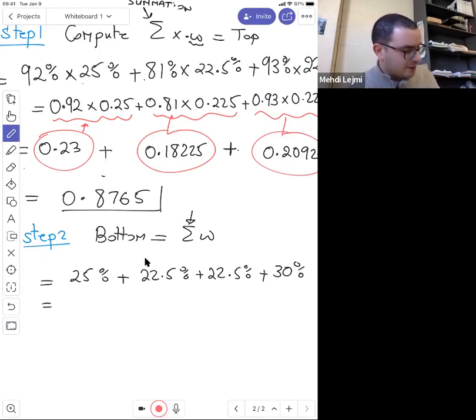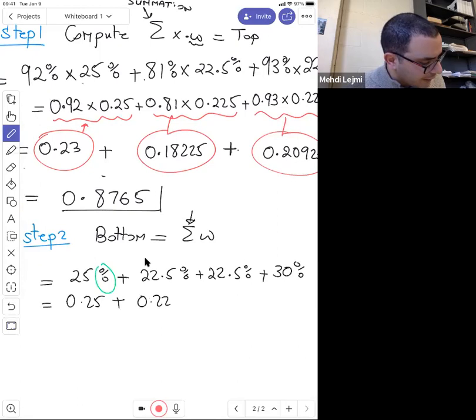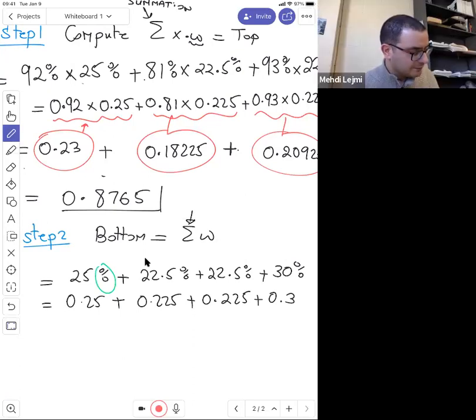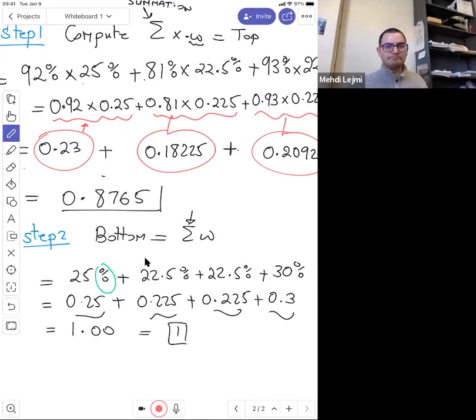All right, as I said, percent means division by 100. So it's like 25 over 100, that's 0.25, plus 22.5 over 100, that's 0.225, plus 22.5 over 100, that's 0.225, and then 30 over 100, that's 0.3. Now I'm going to add. You have four numbers, so just addition here. I claim that the sum here would be 1.00, which is exactly one. Again, this is very similar to the example we had earlier. So, okay, I got the bottom.